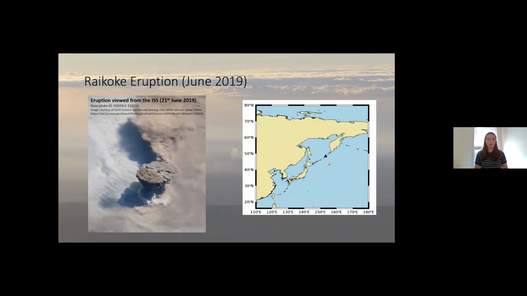It's a very remote volcano, with very limited ground-based monitoring in place, but it's also a region where there's a lot of air traffic. So it's a very good place to be using satellite data. The volcano erupted on the 21st of June in 2019. You can see this pretty amazing image from the International Space Station on the left. This eruption, over the course of several hours, emitted very large quantities of ash and SO2 into the atmosphere.